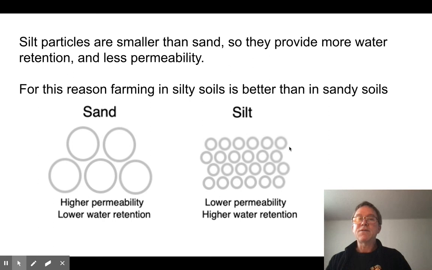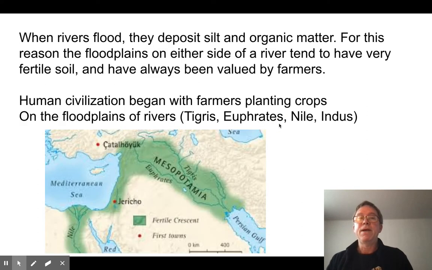So we find that for farming purposes, if I have to choose between a sandy soil and a silty soil, I should choose the silty soil because there is still permeability. It's not necessarily going to get waterlogged, but it's going to do a better job of holding water, which is really what the roots need. And to this end, I just want to point out the importance of silts.